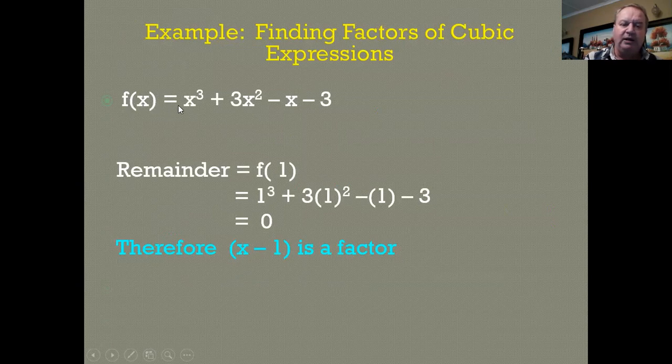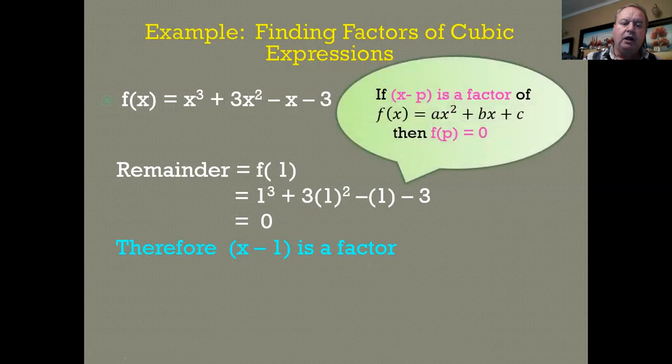The f of 1 is 1 cubed plus 3 times 1 squared minus 1 minus 3, and the answer is 0. So if f of 1 is 0, then x minus 1, opposite sign, is a factor. The theory that we are using, if x minus p is a factor of f(x) equal to ax squared plus bx plus c, then the f of p is 0. So if x minus 1 is a factor of that, then the f of 1 is 0.